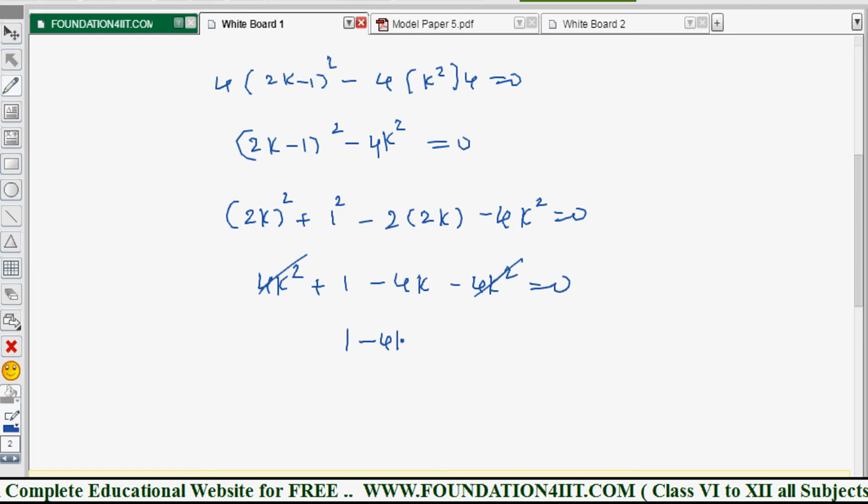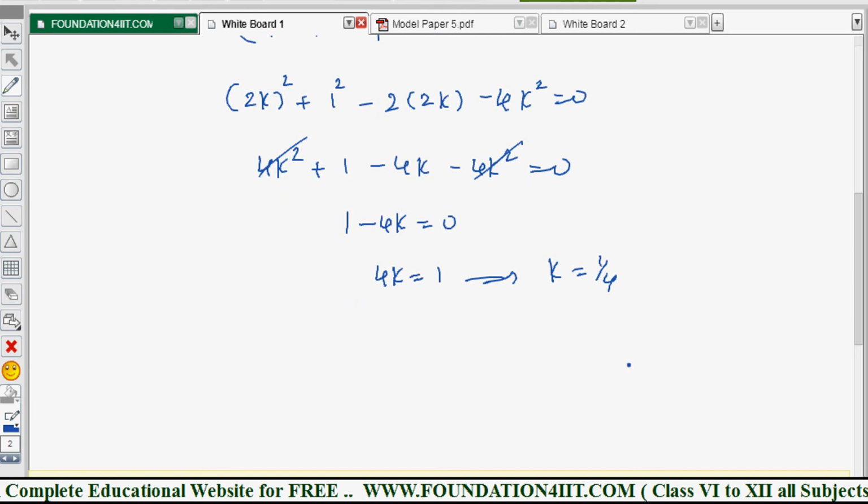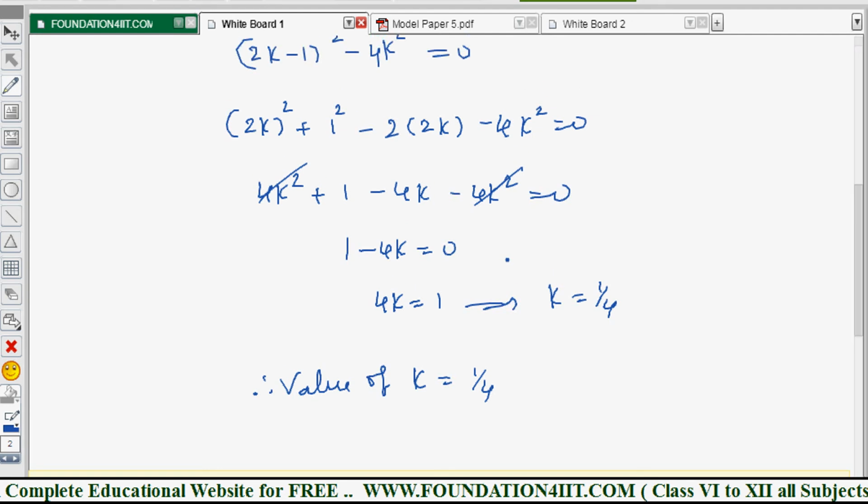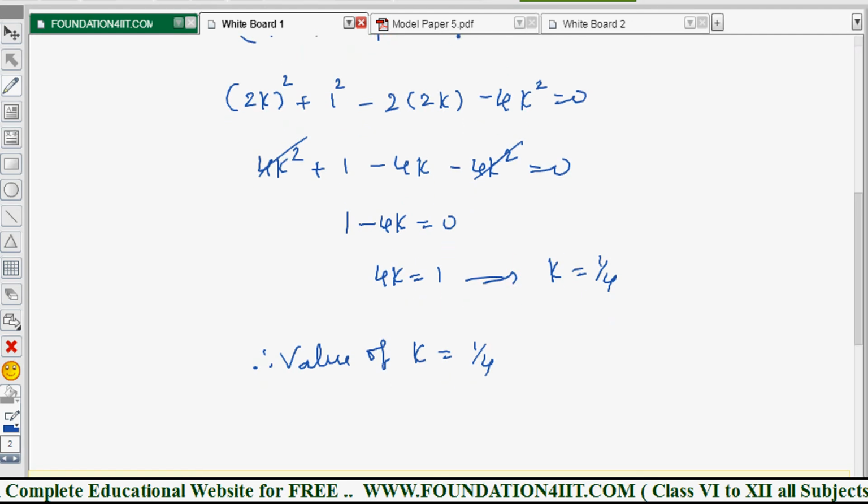Then 1 minus 4k is equal to 0. So 4 into k is equal to 1. So from this, k is equal to 1 by 4. Right? So the value of k is equal to 1 by 4. So don't apply the square root on both sides. We need to find the value of k. If you apply the square root on both sides, we are not getting k. So you can't do it in that way. Just apply the formula a minus b whole square, then you can do it. And let us see the next question.